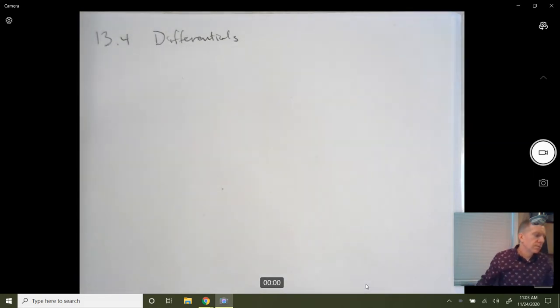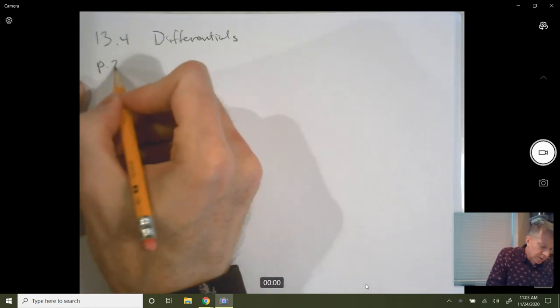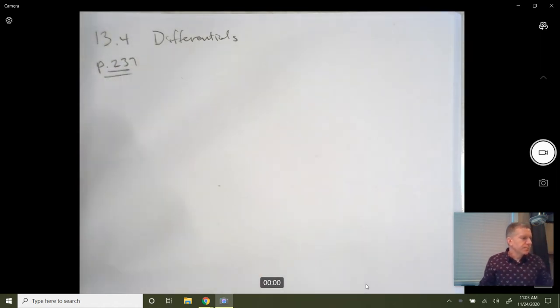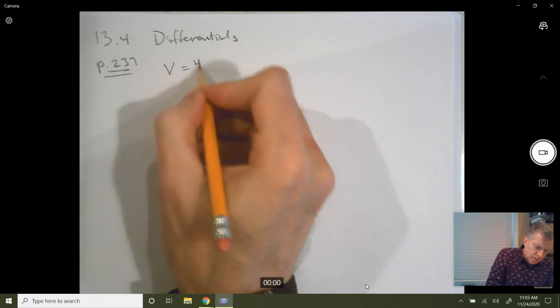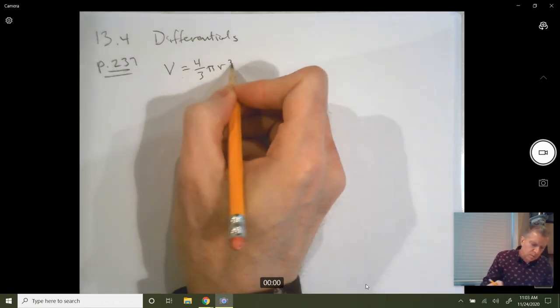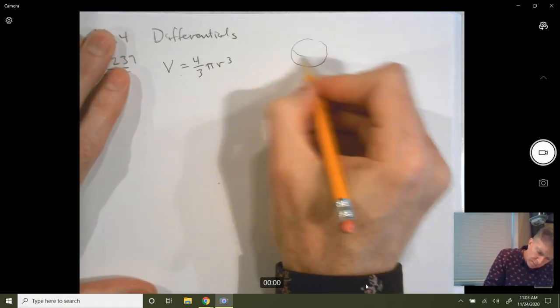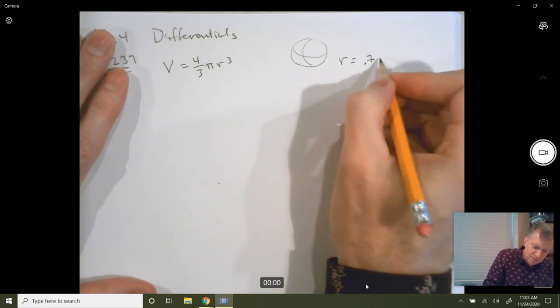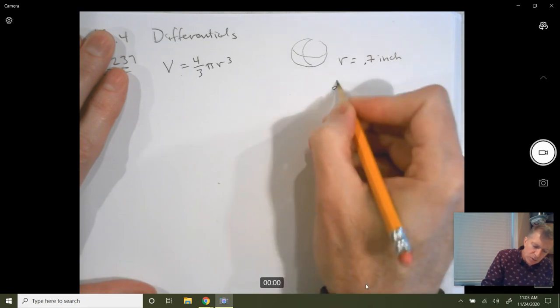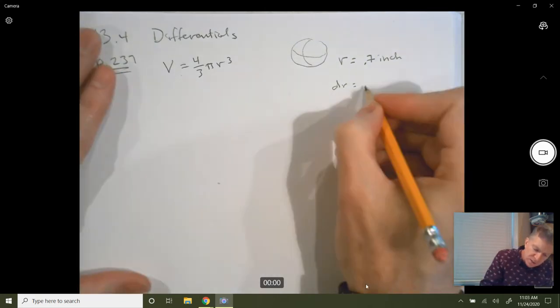Okay, so we're going to look first. I'm going to connect this to something you did last year. If you look on page 237, or you don't have to go there, I'll explain the problem. We were finding an estimation of error. We know the formula for volume, which is 4/3 pi r cubed. Let's say you measure a ball bearing, which is basically the shape of a sphere, and your radius is measured to be 0.7 inches. But there could be an error in that measurement, and that error could be up to 0.01 of an inch.